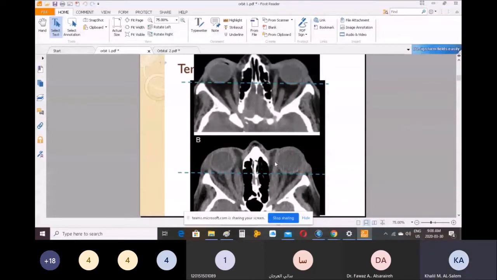This is another picture showing a very enlarged medial rectus muscle. This is a lateral rectus muscle, and this is the optic nerve. Okay. The straight optic nerve. The one here is the superior rectus, folks, just so you don't get confused.